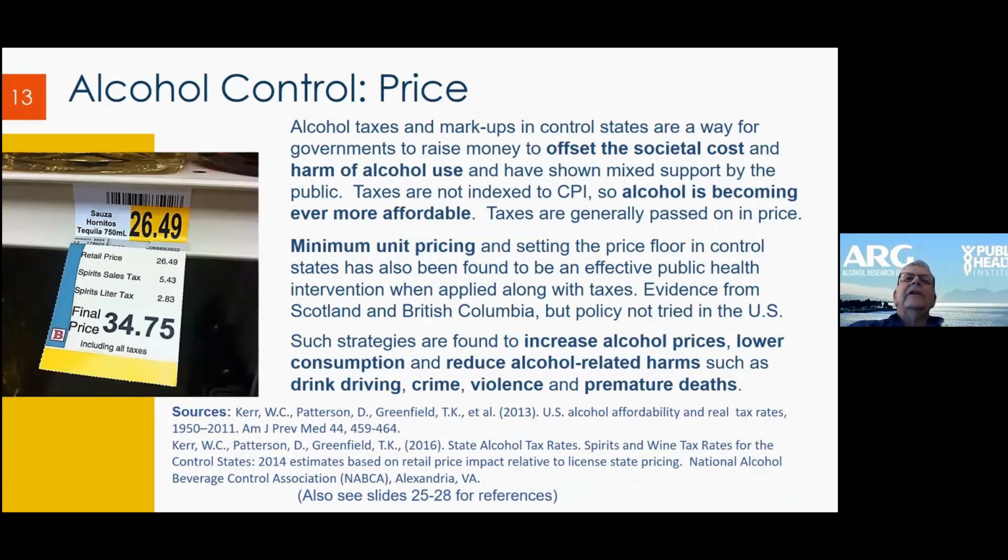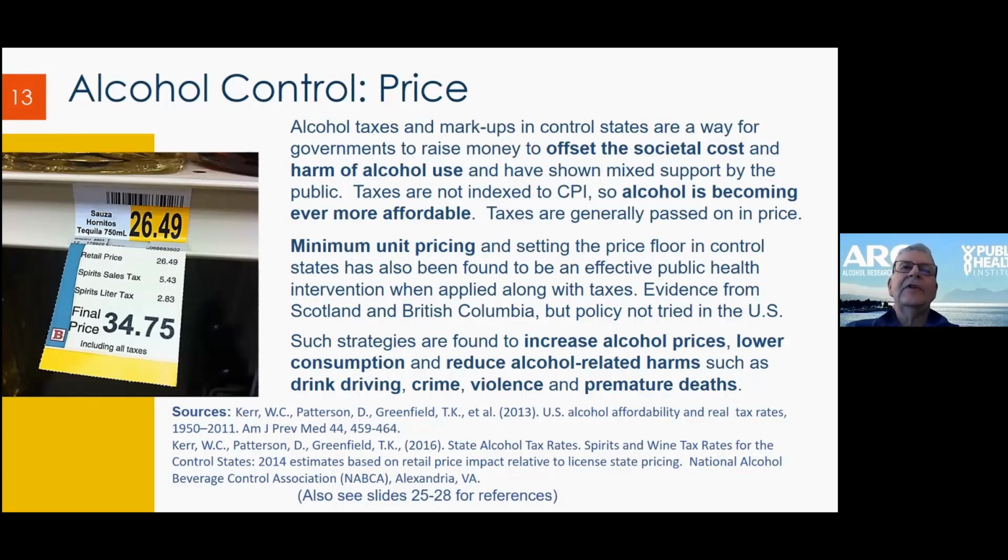So it's clear that alcohol taxes are a way for governments to raise money, but they also reduce the social cost and harms of alcohol use. One of the problems with taxation, particularly the excise taxes, is that they are not indexed to the consumer price index. And so the real taxes have fallen drastically over the years and have seldom been revised upwards. As a result, the actual affordability of alcohol is really at an all-time low. It's cheaper than many of the other types of drink that don't involve alcohol. And as a result, we have generally increasing alcohol sales.